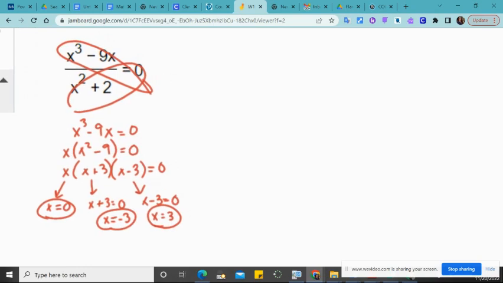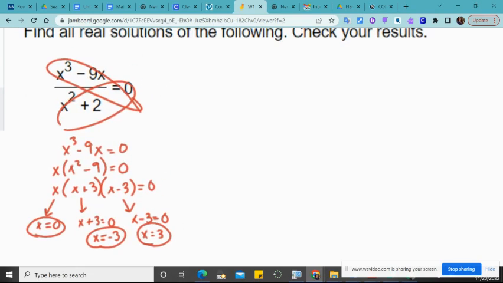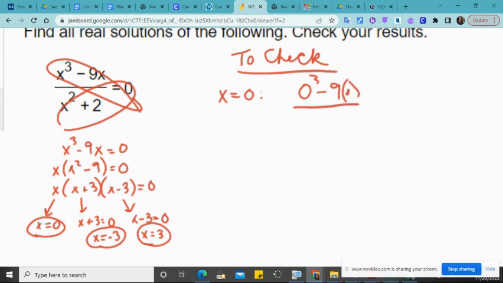And it says I better check them. So I'm a little nervous that some of the stuff canceled out. So I am going to go ahead and check them just to double check to make sure I'm not doing something goofy. So if I plug in 0, what happens? I have 0 cubed minus 9 times 0 all over 0 squared plus 2. 0 minus 0 over 2, which is 0. So, yep, that's true.